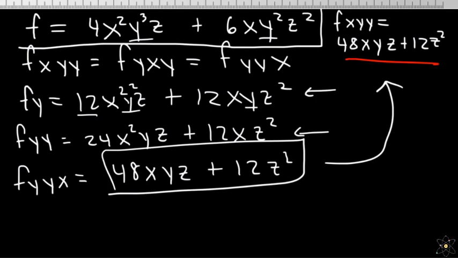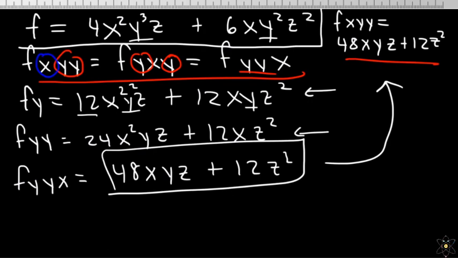The reason why these are the same is because we're differentiating with respect to y twice, and we're only differentiating with respect to x once. But the order doesn't matter. Mixed partial derivatives are the same if you differentiate each variable the same number of times, regardless of their order.